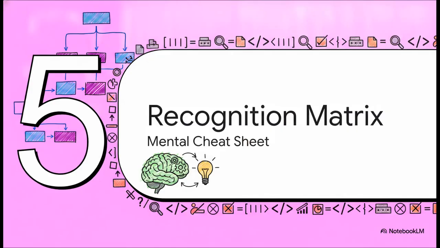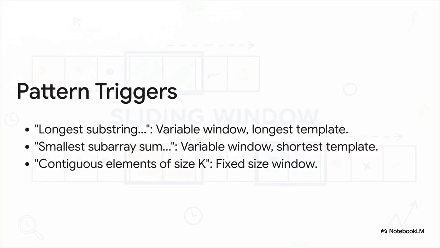And finally, Section 5, the recognition matrix. Let's build out your ultimate mental cheat sheet. Read these triggers on the screen and literally burn them into your memory. Find the longest substring, boom, that's a variable sliding window, longest template. Smallest subarray with sum greater than, variable sliding window, shortest template. Contiguous elements of size k, fixed window. These specific phrases are your golden tickets. They are going to allow you to confidently identify the optimal O(n) solution within the first 60 seconds of the interview, while the other candidates are still just sitting there wondering where to even begin.